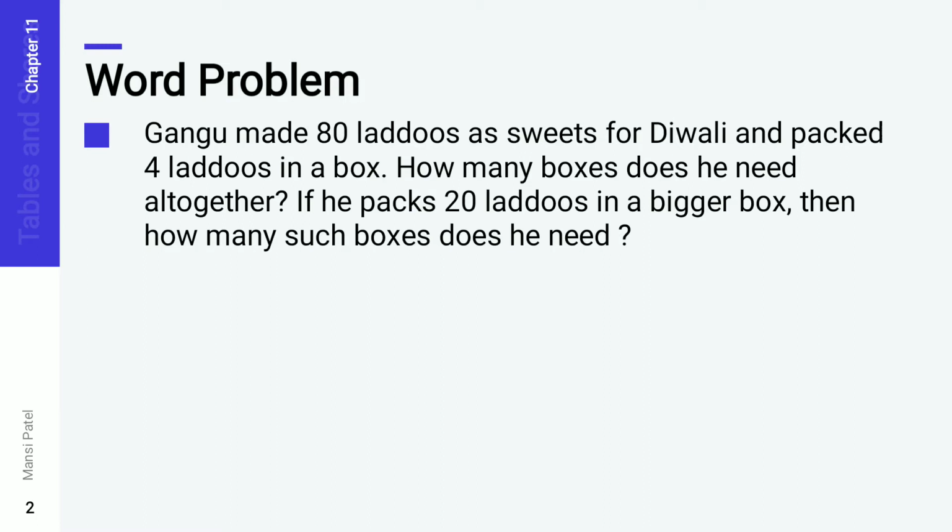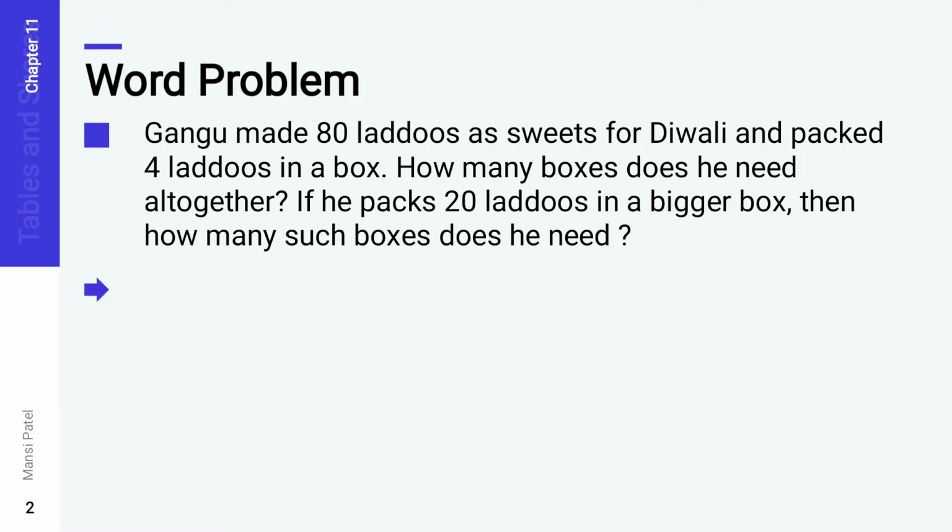And after that they were asking, if he packed 20 laddus in a bigger box. Now he takes one big box and in the big box he just puts 20 laddus altogether. Then how many boxes does he need? So you understand what you have to do?